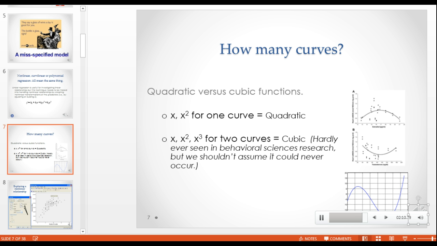If the x cubed is not significant and the x squared is, then we would conclude that there's a quadratic function. If just the x by itself, the linear function, is significant and x squared is not and x cubed is not, then we would conclude that we have a linear association in our data.